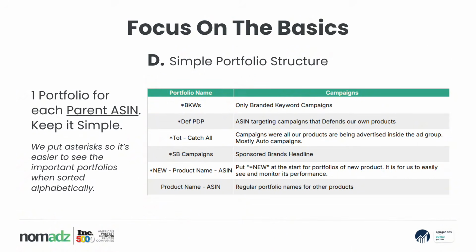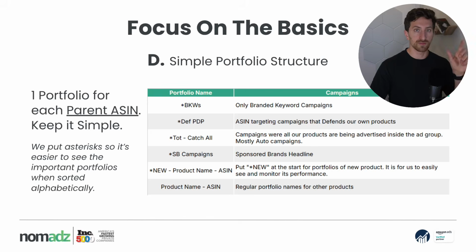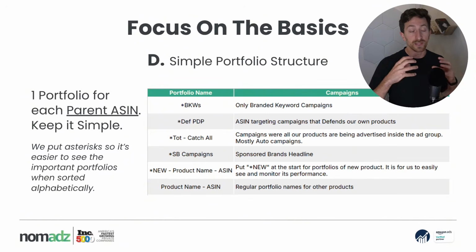So for each parenthesis, it's very easy to understand what are the campaigns under this parenthesis. And we use the naming system you can see here. So we have the product name, the same product name we use in the campaign, and we have the ASIN, so the parenthesis for that portfolio.